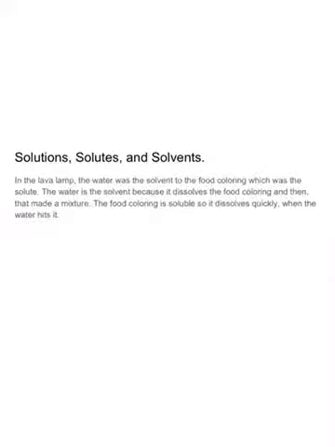In the lava lamp lab, the water was the solvent to the food coloring, which was the solute. Water is actually a universal solvent. So the water was a solvent because it dissolves the food coloring and then made it a mixture. The food coloring is soluble, so it dissolves quickly when the water hits it.